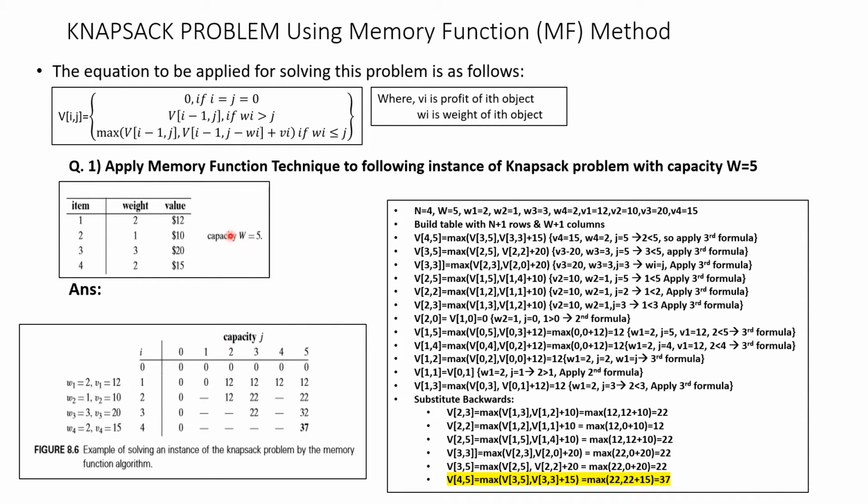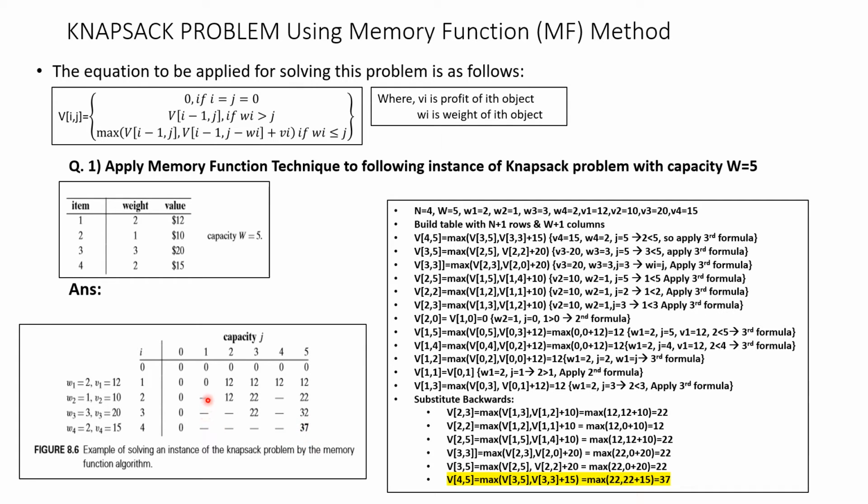Now, in the memory function method, we have to start with the last box. What is the index of the last box? This entire table is capital V. Please see here, I is 4, J is 5. So we will first calculate big V of 4,5. We start with the last box, because this is the solution we want. This is the final solution of the knapsack.